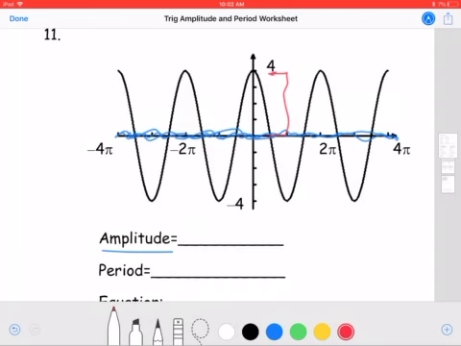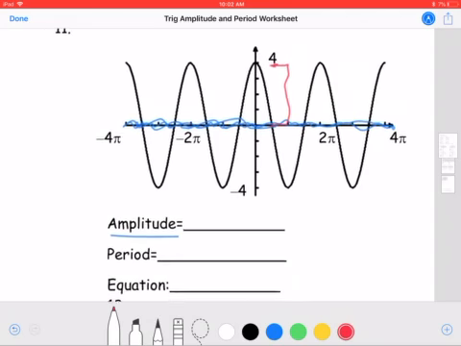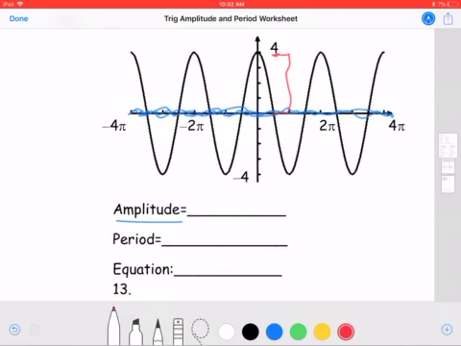So what's that amplitude going to be? You should be saying 4. So that's simple. If we're taking a look at our period, this is the distance for one full cycle to complete. So we see here we're starting at a high point, and here we're going to another high point. So this distance, marked out in red, is from 0 to 2 pi. So our period in this case is just 2 pi.